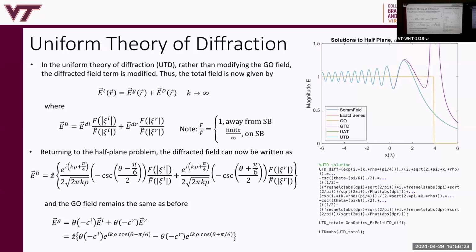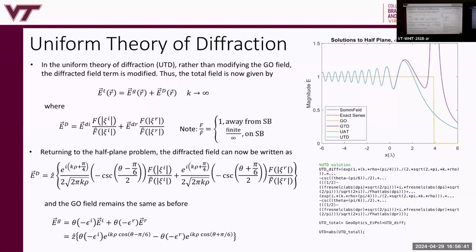Yes? There's a commercial software called Grasp. I'm not sure if you know it. So you can either choose PO or GO, and with the diffraction, it was either GTD or UTD. Is there any reason why they don't use UAT or UTD?